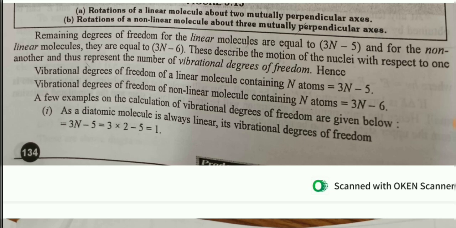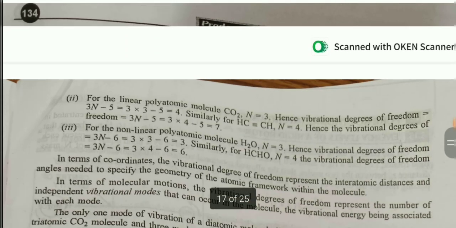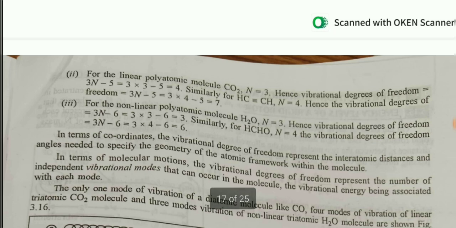A few examples on the calculation of vibrational degrees of freedom are given below. First, as a diatomic molecule is always linear, its vibrational degrees of freedom is equal to 3n minus 5, that is 3 into 2 minus 5, which is 1. Second, for the linear polyatomic molecule CO2, n is equal to 3. Hence, vibrational degrees of freedom 3n minus 5 is equal to 3 into 3 minus 5, which is 4. Similarly, for HC triple bond CH, n is equal to 4, hence the vibrational degrees of freedom is equal to 3n minus 5, which is 3 into 4 minus 5, which is 7.